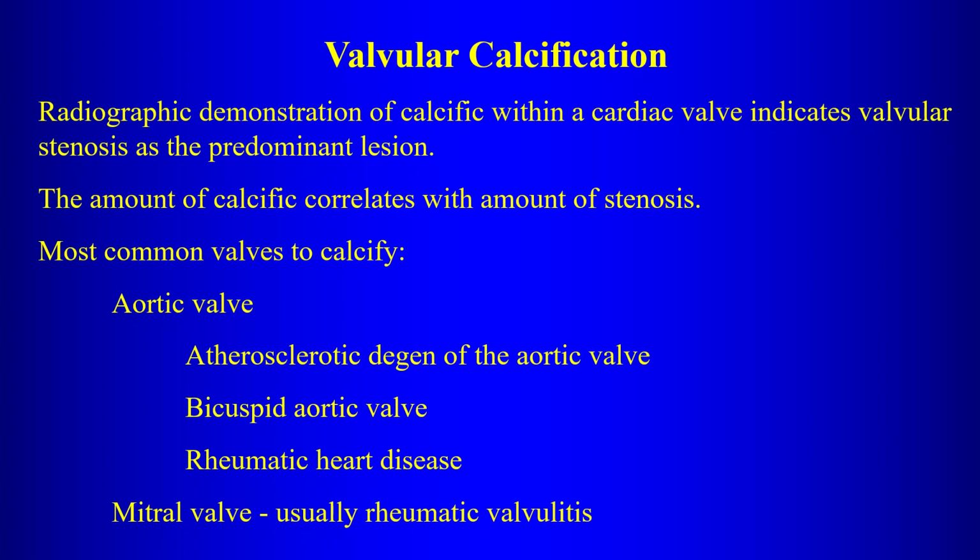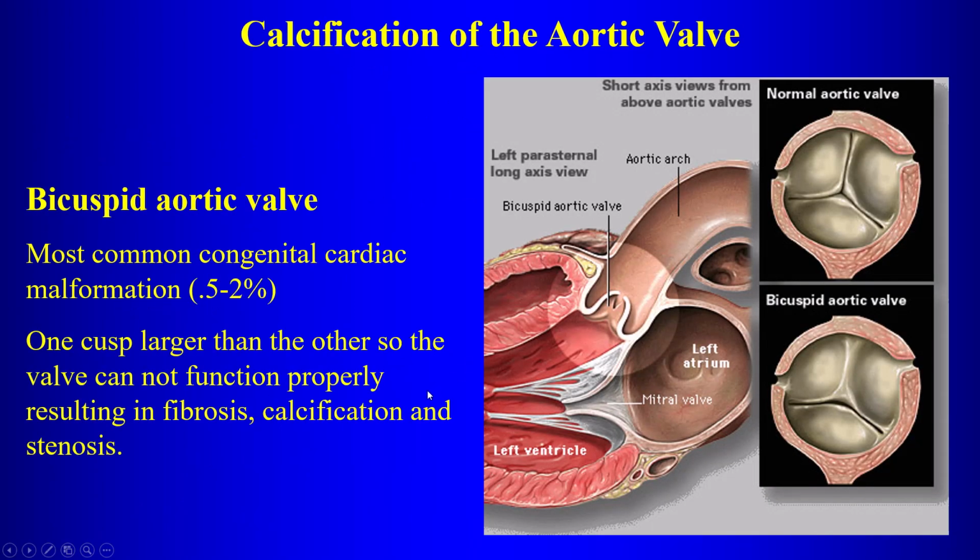CT is more sensitive than radiography, so calcification of a valve on CT does not automatically mean that there is stenosis of that valve. The amount of calcification does correlate, though, with the amount of stenosis, whether it is CT or radiography. The most common valves to calcify: the aortic valve, from atherosclerotic degeneration of a tricuspid valve, from a bicuspid aortic valve, or rheumatic heart disease. All of this can cause aortic valve calcification and aortic valvular stenosis. Mitral valve calcification is almost always due to rheumatic heart disease. So calcification of the aortic valve, we can see this in a bicuspid aortic valve.